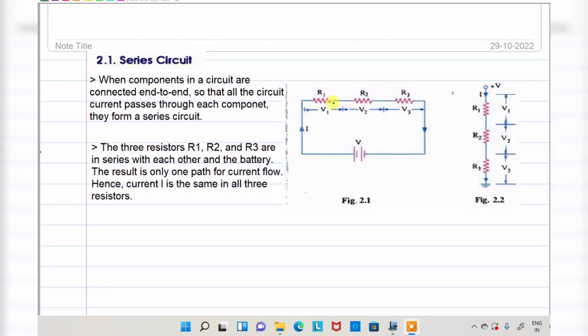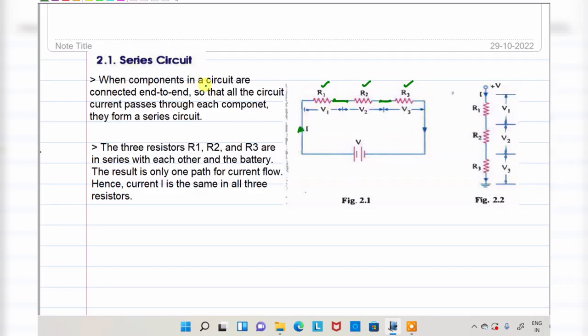Looking at the circuit, there are three resistors connected. One end of the terminal is connected to the first end of the next terminal, and the second end is connected to the first end of the following one, and then it is connected to a battery. This type of connection is known as a series connection. In this case, the same current flows through all the resistors.